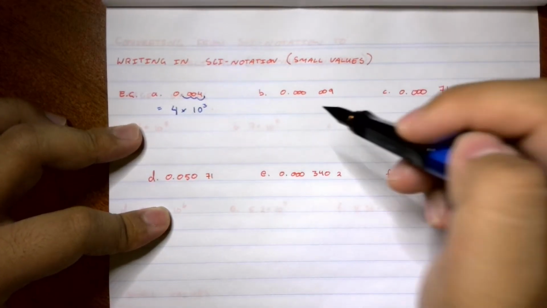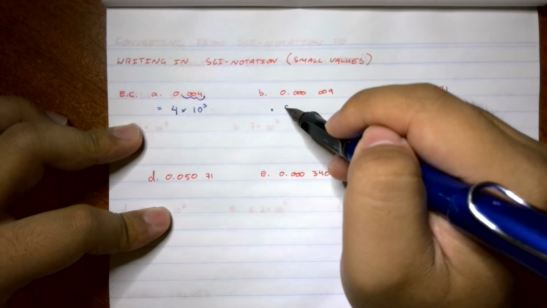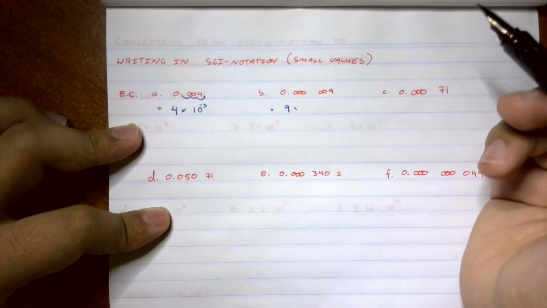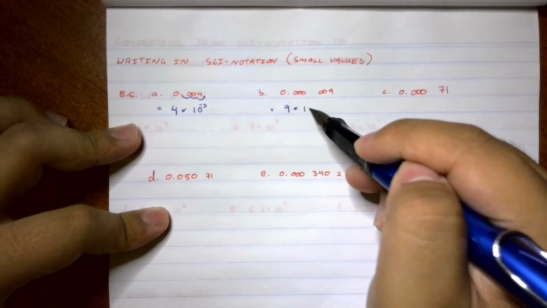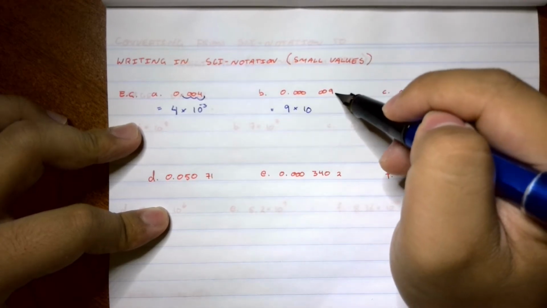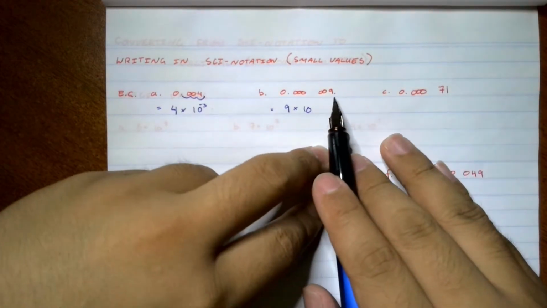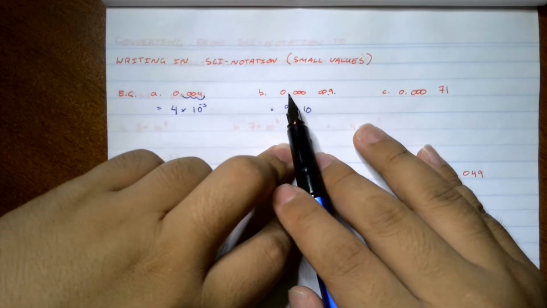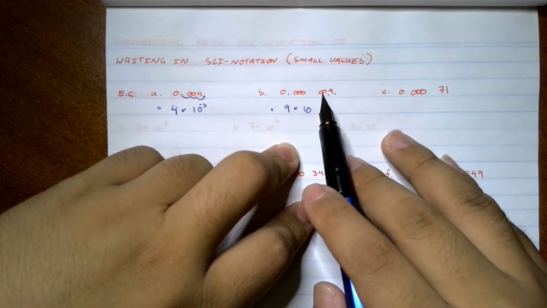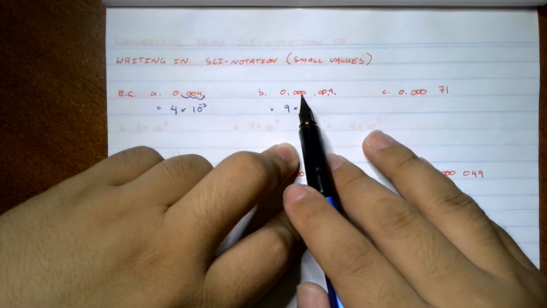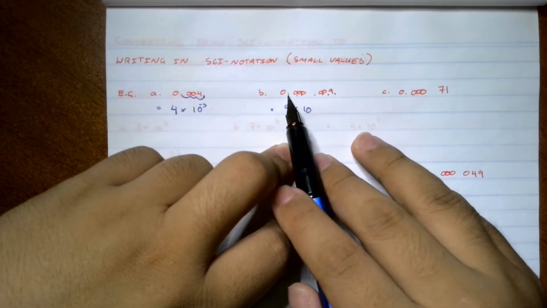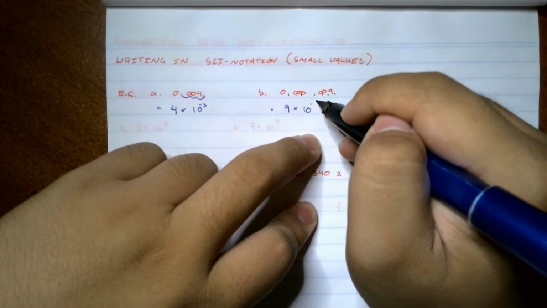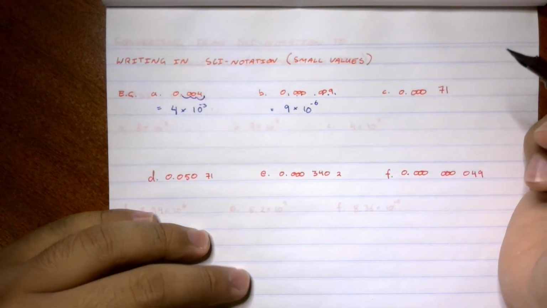Same goes for this one. Same thing. It's going to be 9. Oops, sorry, not 3. Negative 3. It's going to be 9 times 10. We put a little dot here and we count how many spaces in between it takes to get back to here. So it's going to be 1, 2, 3, 4, 5, 6. So it's going to be 9 times 10 to the power of negative 6.